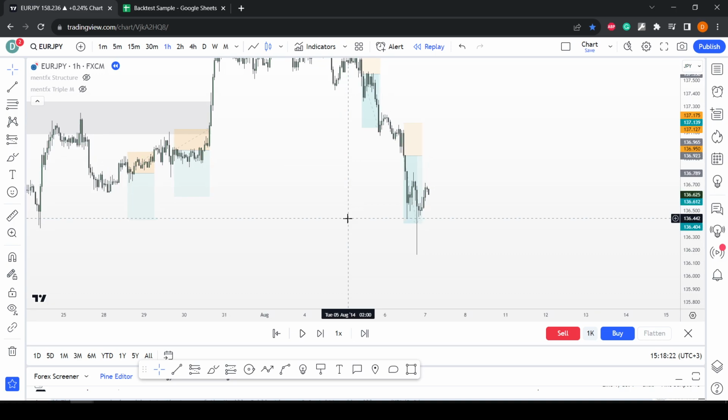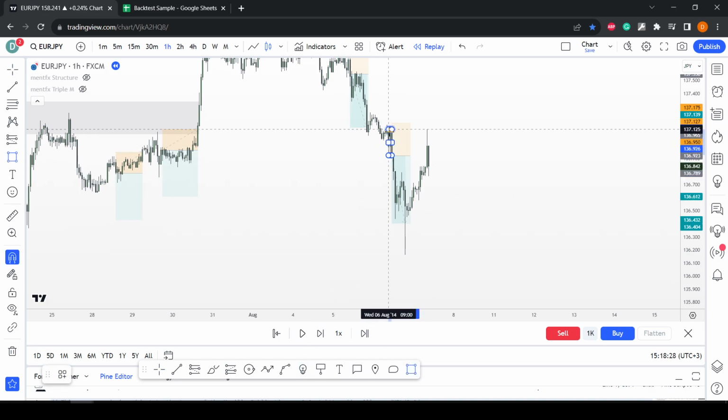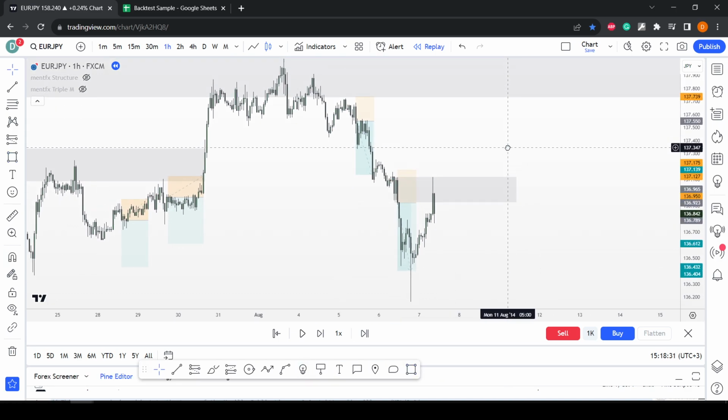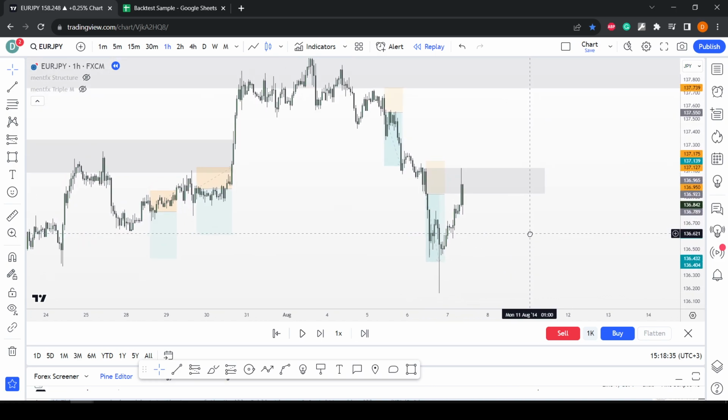Okay, so we have this reset, we have mitigation of this zone, and even a reaction from here.